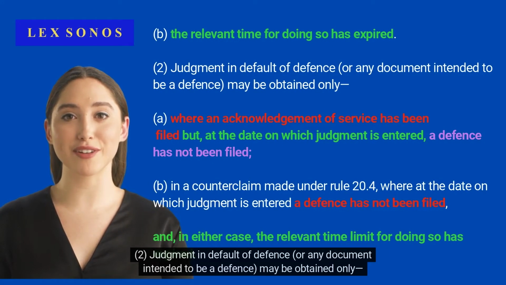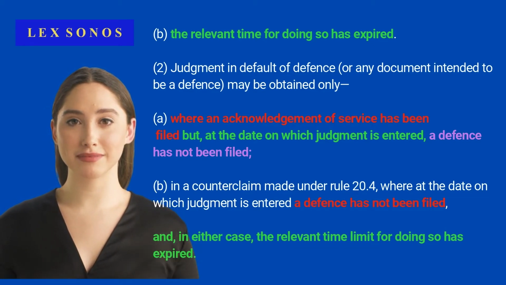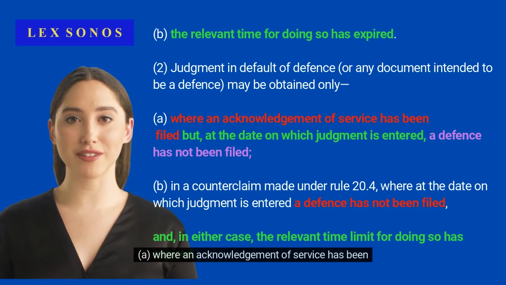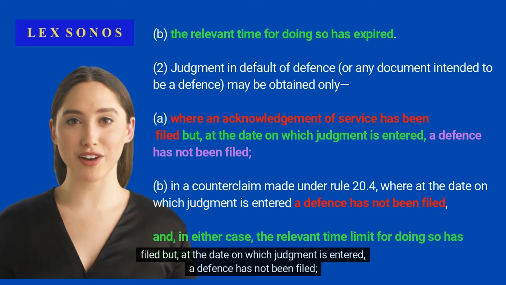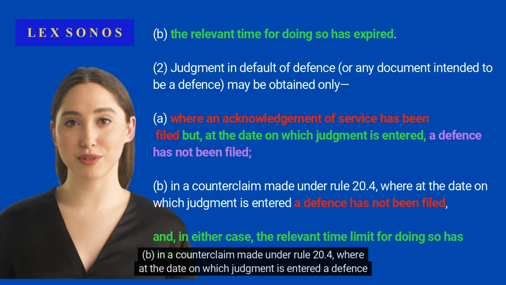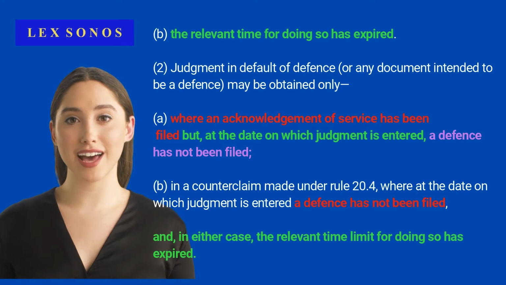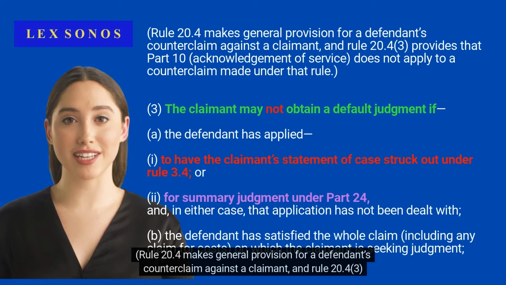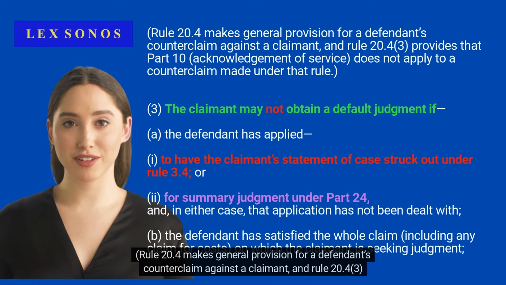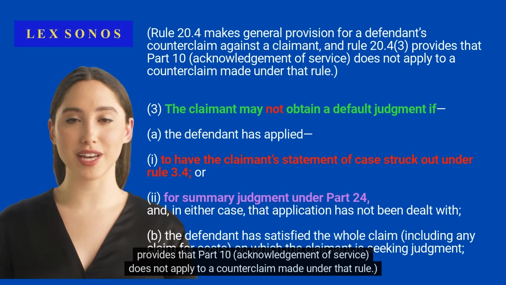2. Judgment in default of defense, or any document intended to be a defense, may be obtained only (a) where an acknowledgement of service has been filed but, at the date on which judgment is entered, a defense has not been filed, or (b) in a counterclaim made under Rule 20.4, where at the date on which judgment is entered, a defense has not been filed. And in either case, the relevant time limit for doing so has expired. Rule 20.4 makes general provision for a defendant's counterclaim against a claimant, and Rule 20.3 provides that Part 10, Acknowledgement of Service, does not apply to a counterclaim made under that rule.